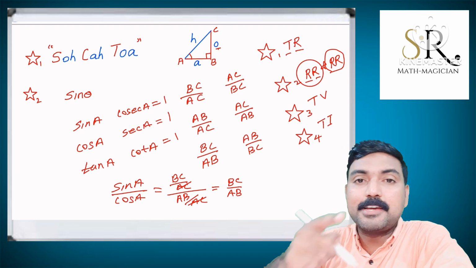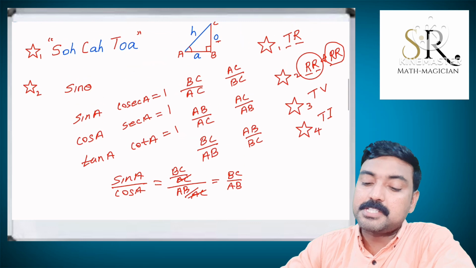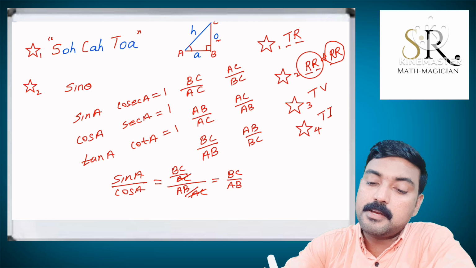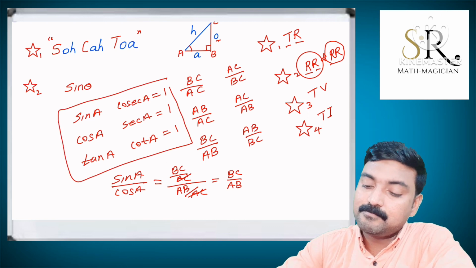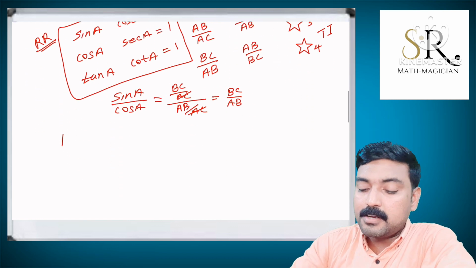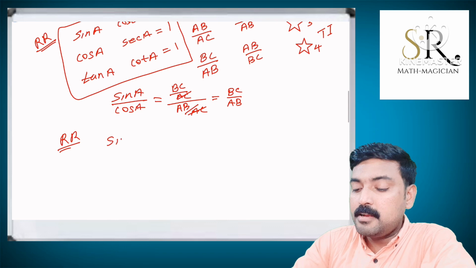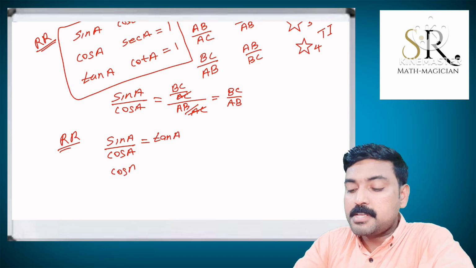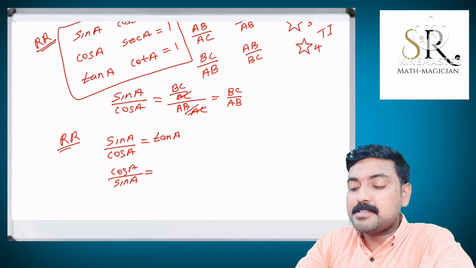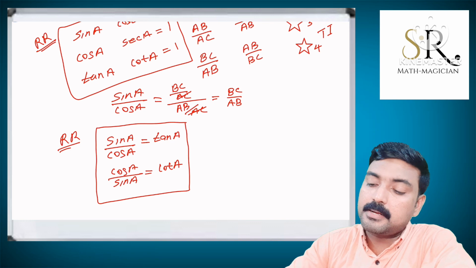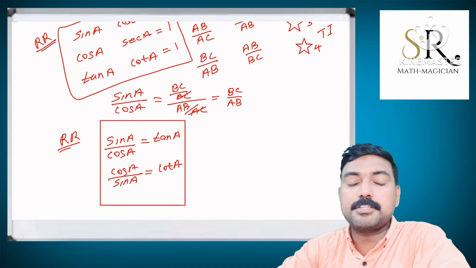By cancelling this all, we will get cot A. So two more equations we studied. This is star 2. We can just put inside a box. Now one more relation is there. What is that? Sin A by cos A, we got the answer tan A. If we divide cos A by sin A, then the answer will be cot A. These two relations are known as ratio relations.